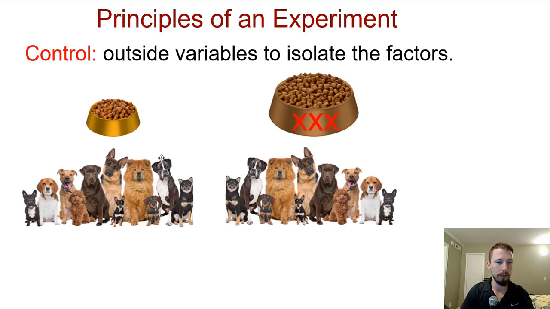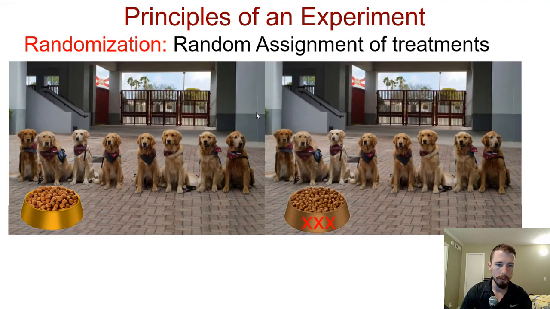All right, so the principles of an experiment. First one we have is our control. So we want to control the outside variables to isolate the factors. So we want to make sure, one of those things we would control, of many things, is that we feed them the same amount. So we feed them the same amount of the Tres X dog food as we do the other types of dog food. We wouldn't want to mess it up.